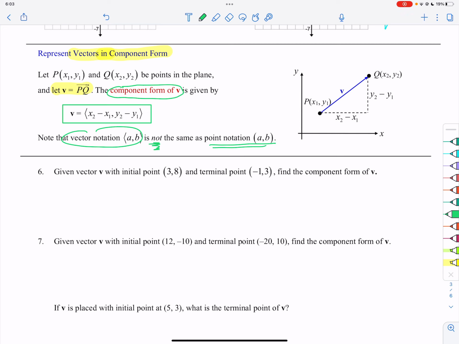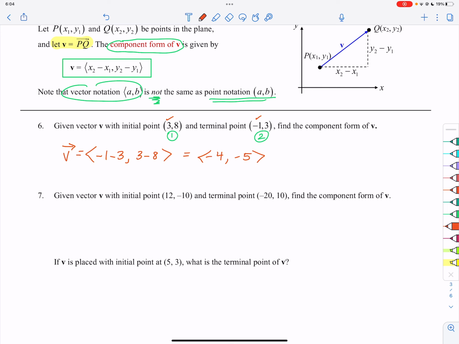Okay, so given vector V with initial point 3, 8, let's call that point 1, and terminal point negative 1, 3, we're going to find the component form of vector V. So vector V is going to be equal to negative 1 minus 3, and then 3 minus 8. And that's equal to negative 4, negative 5.